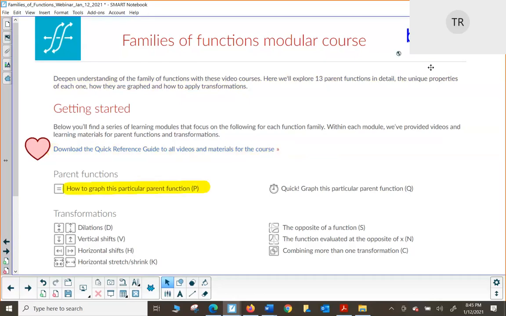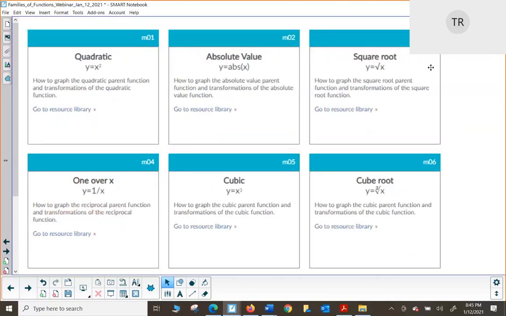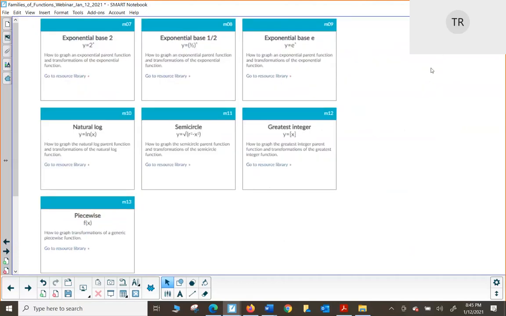But it also says the parent function, how to graph that. Notice there's an equal sign. The equal sign is like the icon for the parent function. The clock and the letter Q are the icons for quick graphs of these parent functions. And then the transformations, we have all these different transformations, including combinations of more than one transformation. So we wanted to cover all the bases as much as we could. These are the modules: quadratic, absolute value, square root, and so on, up to 13. Again, the linear ones aren't there yet, but you're going to have access to them. Okay, I'll show you that shortly.